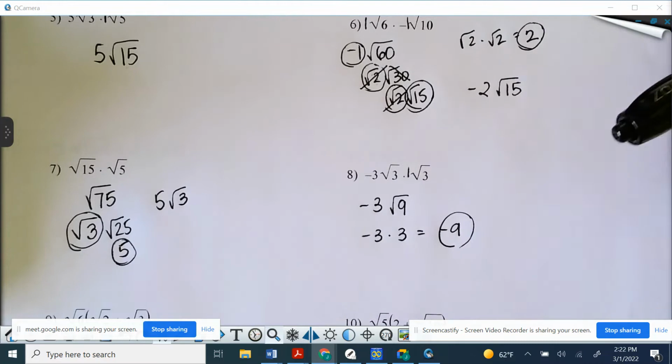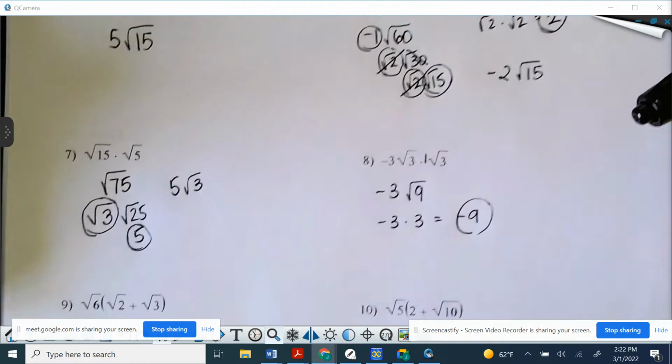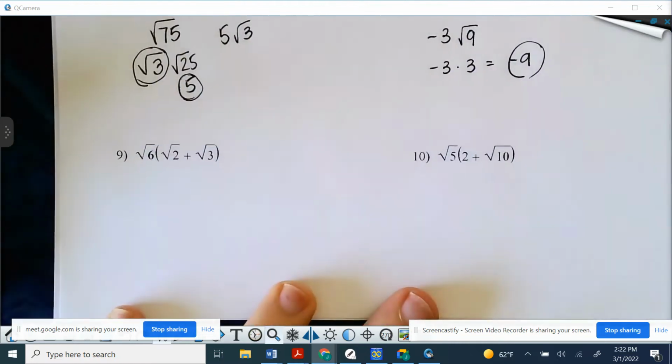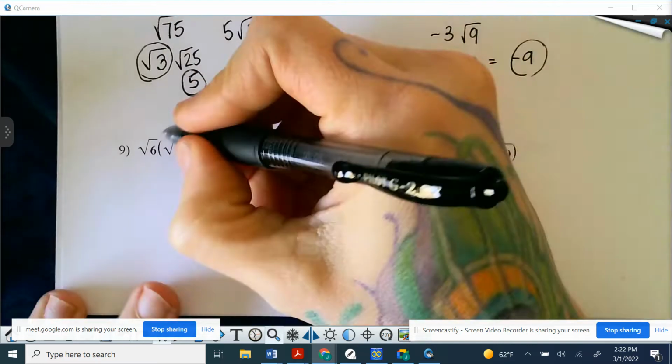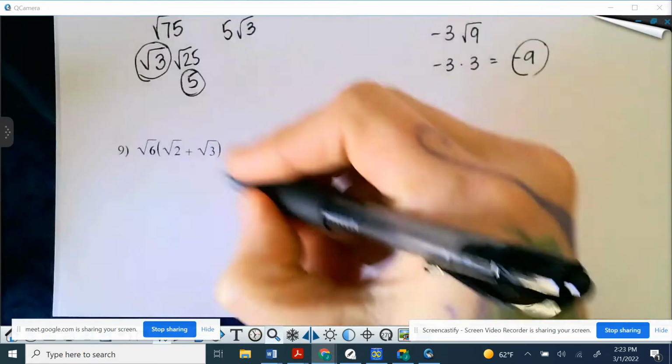We okay so far? Am I going too fast? Okay, so then we're going to distribute. So same idea. This was like monomial times monomial, so single by single. But we're just going to distribute.